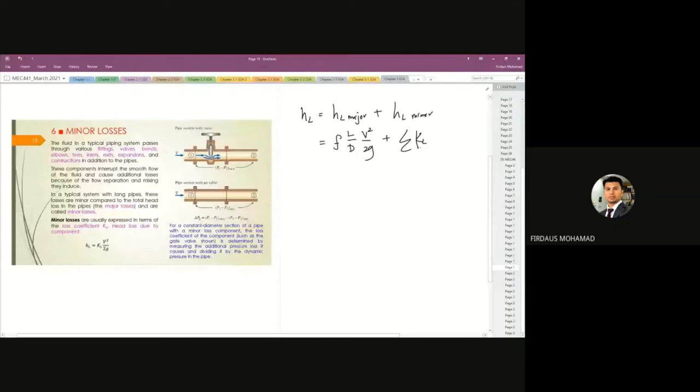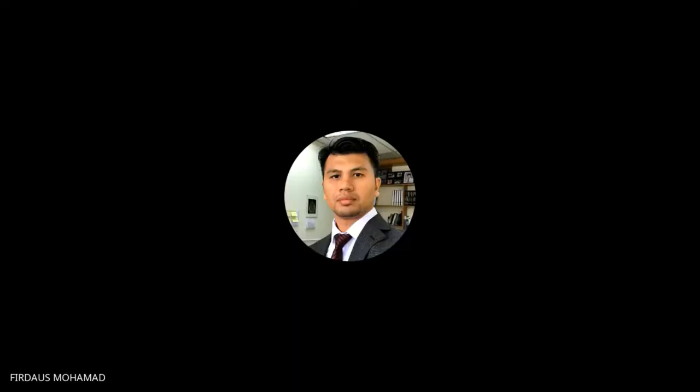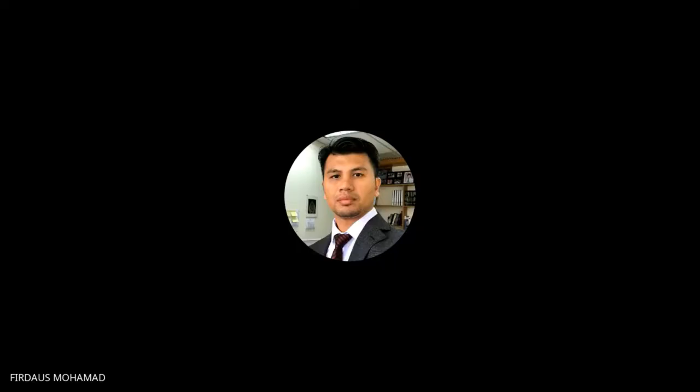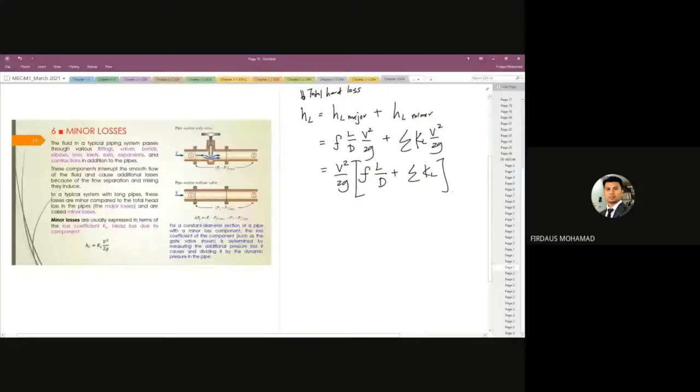So we can simplify the total head loss. HL is the total head loss, so we can write HL equal to V squared over 2g times f, the friction factor, L over D, plus the summation of KL. So in a complete piping system, we need to consider both major and minor losses. This is how to calculate the major and minor losses.